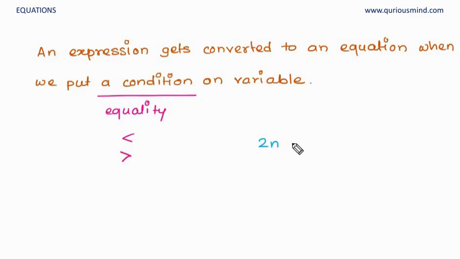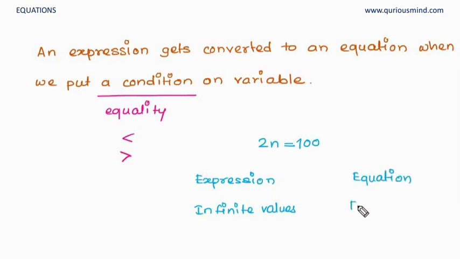But the moment we put a condition on this, that 2n is equal to 100, this happens only when n is equal to 50. Only if n is 50, then 2n becomes 100. So now we are getting a definite number of values for the variable. So in an equation, the values for the variable are definite. It's a very important difference between an expression and an equation. In an expression, indefinite values, infinite values. And in an equation, finite values.